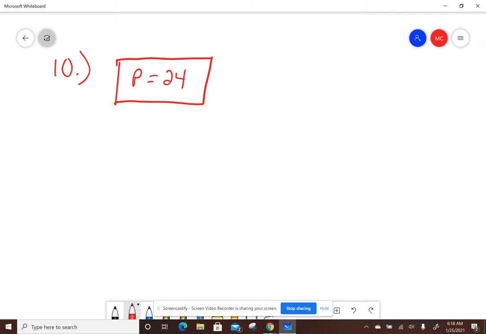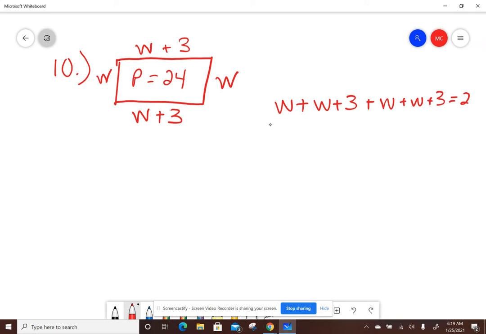Find the dimensions, the length and the width, if the length is 3 inches greater than the width. Well, if the width is W, 3 inches greater means the length is W plus 3. So I like to label my rectangle. Now I know the perimeter is you add all the sides together. So if I add, I could either just write W plus 3 plus W plus W plus 3 equals 24.